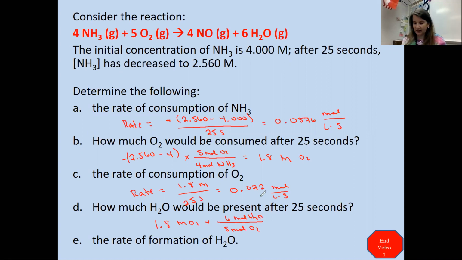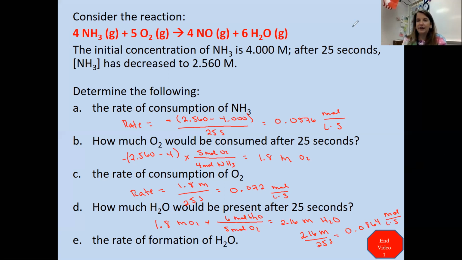And this will give me how much H2O has appeared, which is 2.16. And then my rate is going to be my 2.16 divided by my 25 seconds. And this is going to give me the rate at which the H2O appears. That's going to be moles over liters times seconds.